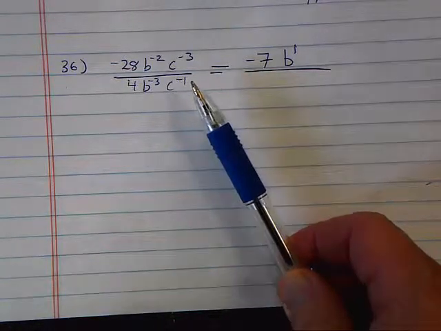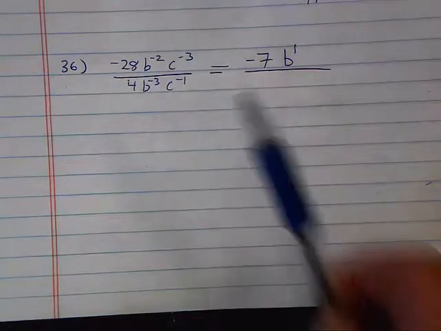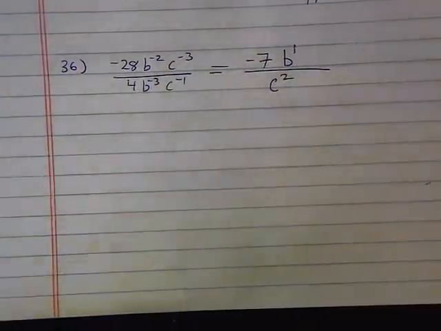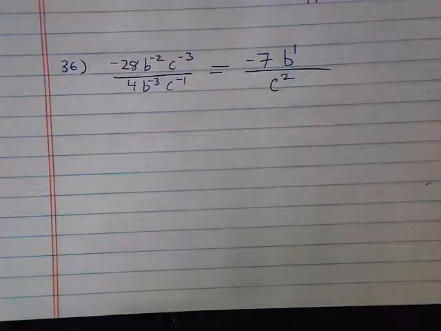Since that turns out to have a negative power, what are we going to do with it? Put it on the bottom. And when we put it on the bottom, it turns it to a positive. Okay? So lots of little rules to remember. That's what makes these challenging.